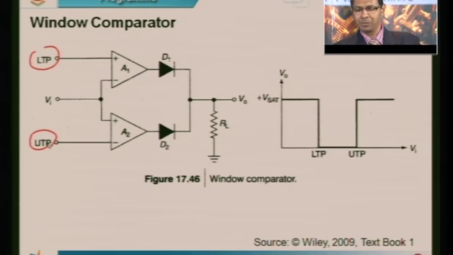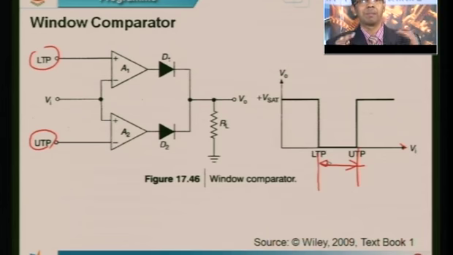If you can see the curve on this side, my x-axis has Vi, right? So whenever my Vi is in the zone from the lower threshold point to the upper threshold point, in this particular zone, I want my output to be 0 volts, else my output will be plus Vsat. So if this is the expected behavior, let us see how this particular circuit functions.